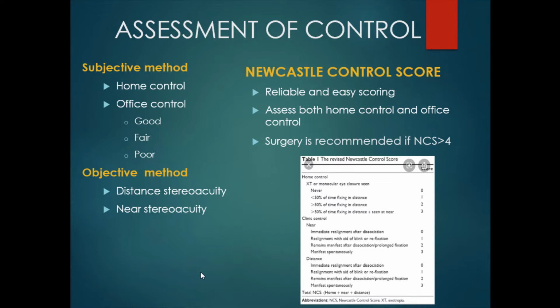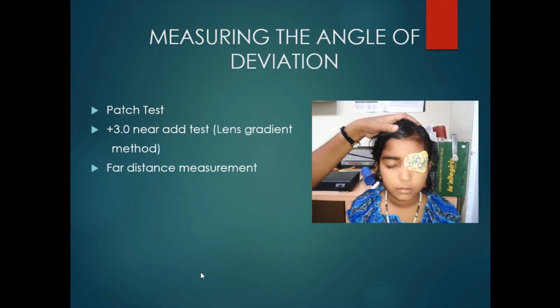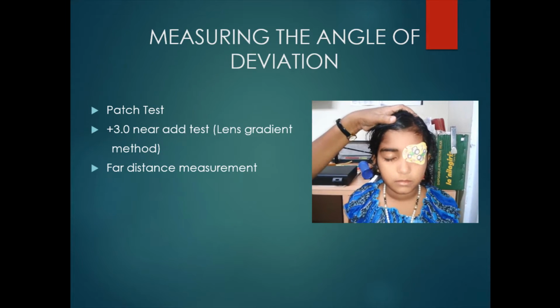These are methods which will help you to also assess the progression of the disease, and also help you to plan your intervention. And the Newcastle control score is a reliable score. It's very easy, and it is also helpful to assess both in the home and the office, and surgery is recommended if the Newcastle score is above 4. And this is just a video.